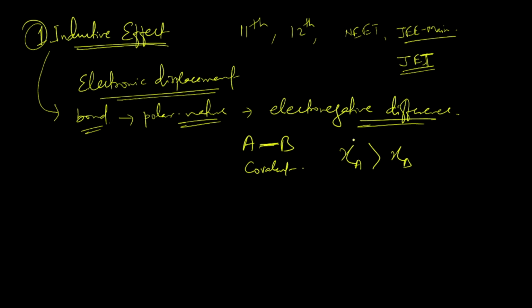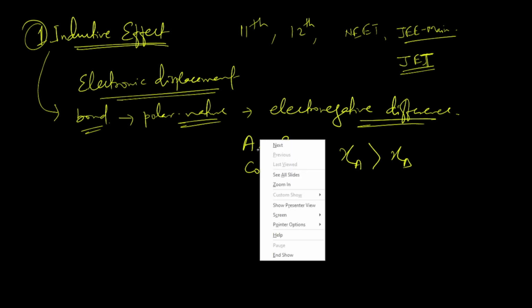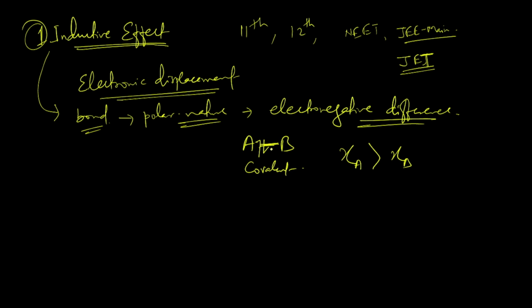But if the electronegativity of A is greater than the electronegativity of B, what will happen? That pair of electrons will be shifted somewhat towards the A side. Both electrons will be shifted towards the A side, and the polarity will be shifted like this. This side will be slightly positive, and this side slightly negative. So we can show it as delta positive here and delta negative here. What are delta positive and negative? It is a partial positive charge developing here, and a partial negative charge, because both electrons are towards A.